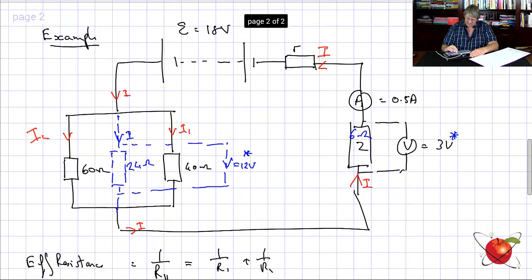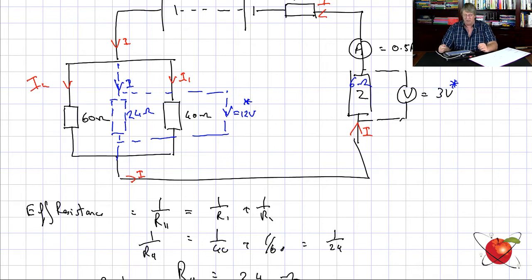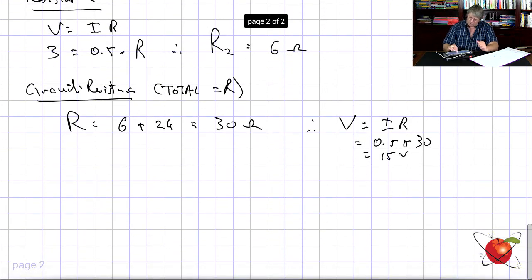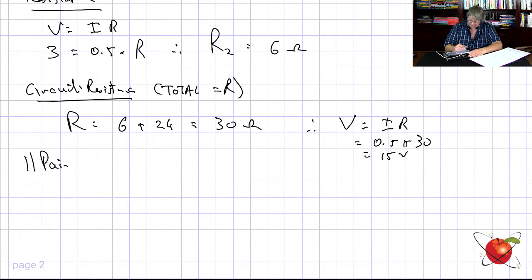Let us now go back and say, okay, what is I1 and I2 then? Okay, what are I1 and I2? Well, how do we work that out? What do I know? It's a parallel pair. What does that mean? A parallel pair means what exactly? It's a current splitter. So at the parallel pair, they are current splitter. Therefore, voltage is the same.